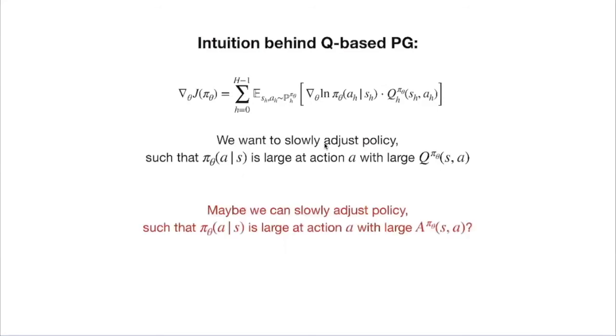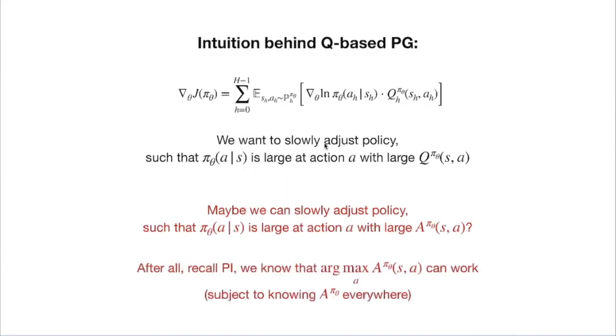But maybe we can do the same thing for advantage. After all, from the policy iteration algorithm, we know that being greedy with respect to the advantage function always guarantees improvement, subject to knowing the advantage everywhere. In policy iteration, if I set the new policy to be the argmax over a of A pi theta (s, a), then I know the new policy will be at least as good as pi theta.